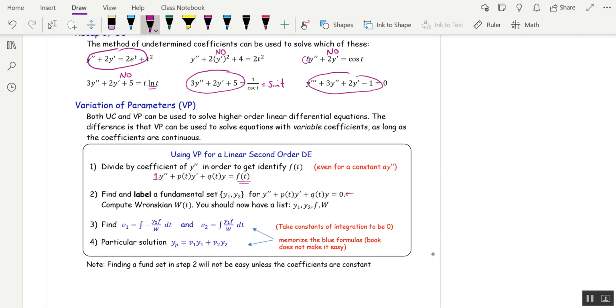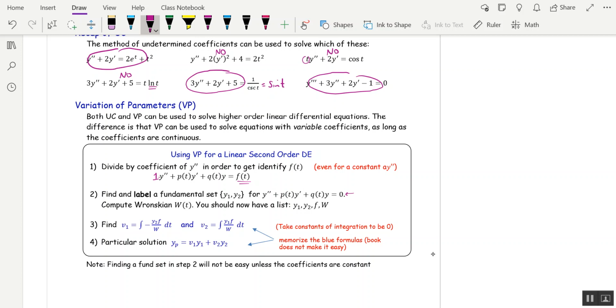Then you're going to find 2 new functions called v1 and v2, and your book doesn't really make it clear how to find them, but here are nice closed formulas for how to find v1 and v2. v1 is the integral of negative y2 f over w, and v2 is the integral of y1 f over w. Finally, what you do with those 2 functions is you can form your yp by letting it equal v1 y1 plus v2 y2.